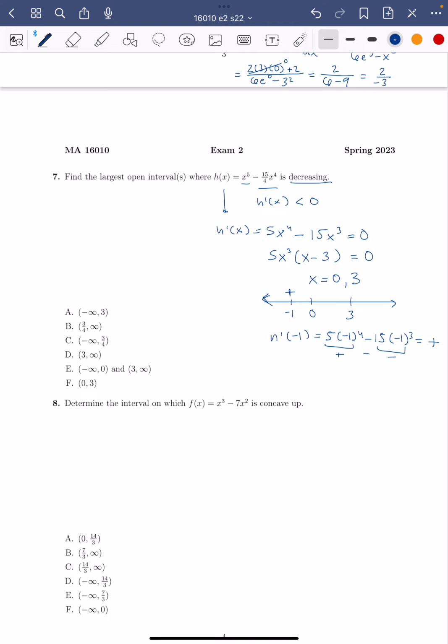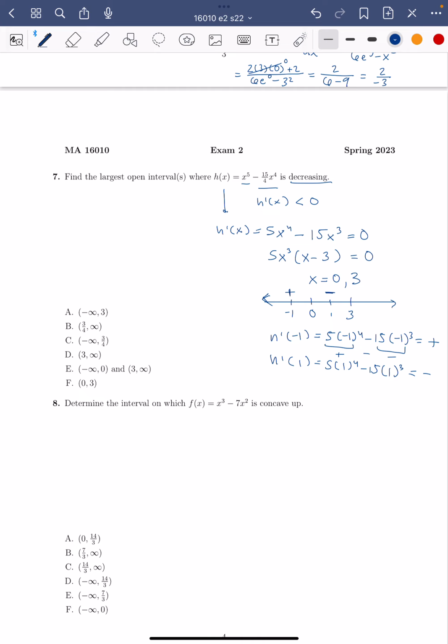Now let's do a number in between 0 and 3. Let's do 1. So h prime of 1 equals 5 times 1 to the fourth minus 15 times 1 cubed. So this first term, 5 times 1 to the fourth, is 5, minus 15 is a negative number. So this middle portion right here is decreasing.